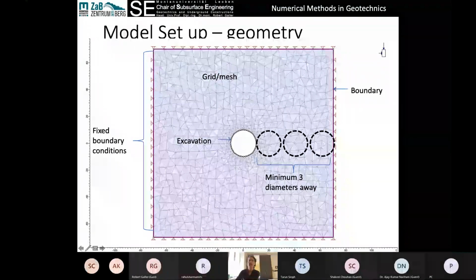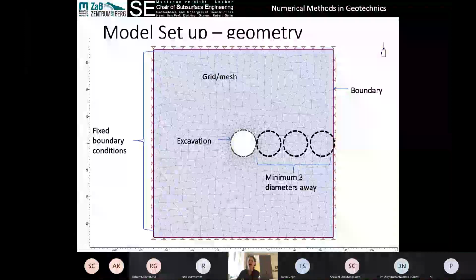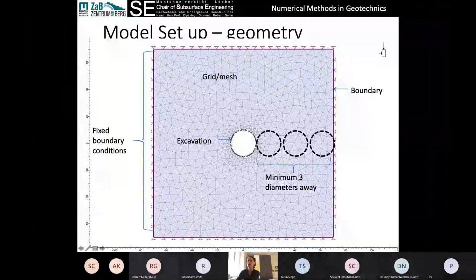So for this sort of setup where we have a deep tunnel and we have an in situ stress condition that's applied to the material, we can have fixed boundaries all the way around, or we could do roller boundaries all the way around. It doesn't really matter.